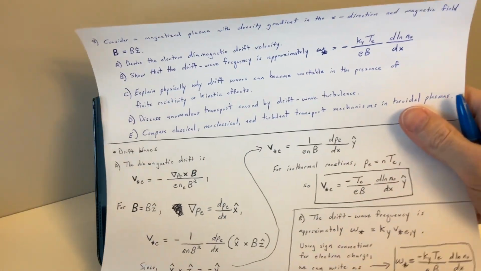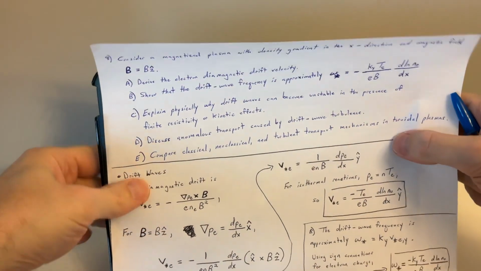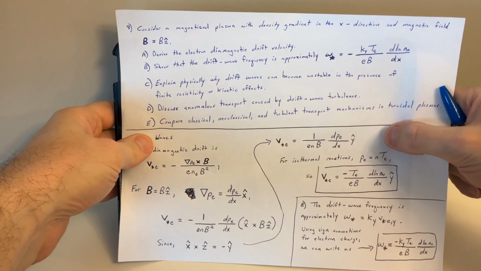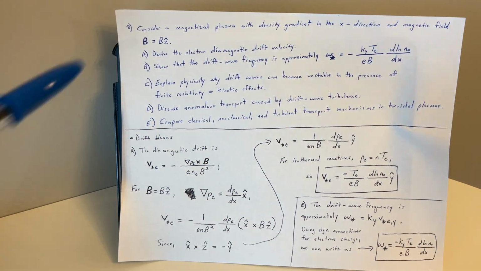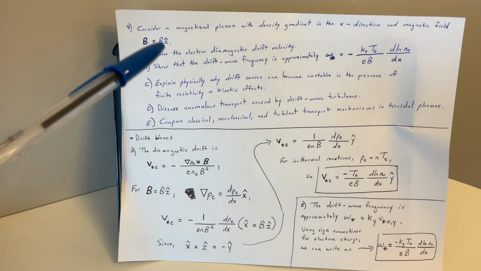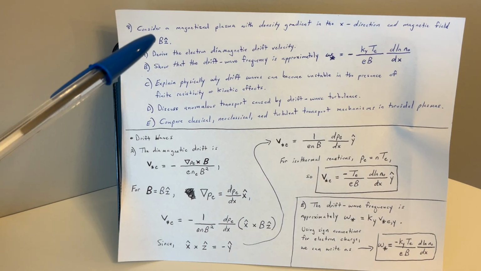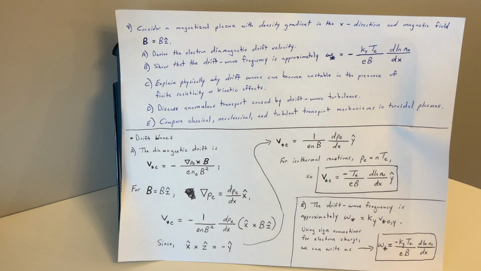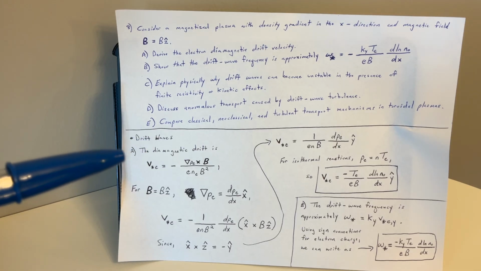Okay, number 8, magnetized plasma. This is the drift waves problem. Consider a magnetized plasma with a density gradient in the x direction and magnetic field B equals B z hat. Part A, derive the electron diamagnetic drift velocity. My apologies for the crossing out. So this is the drift waves problem.